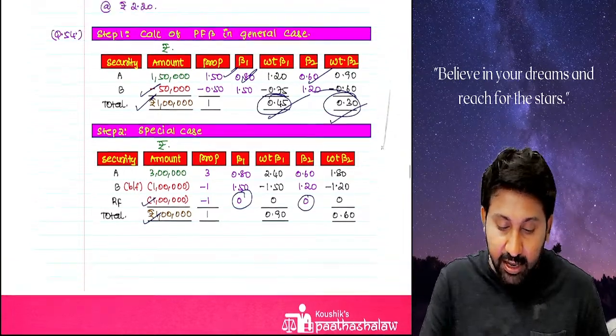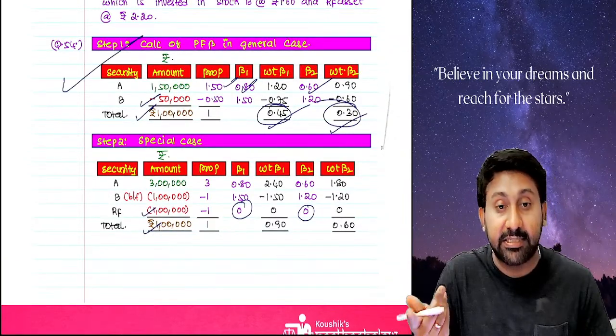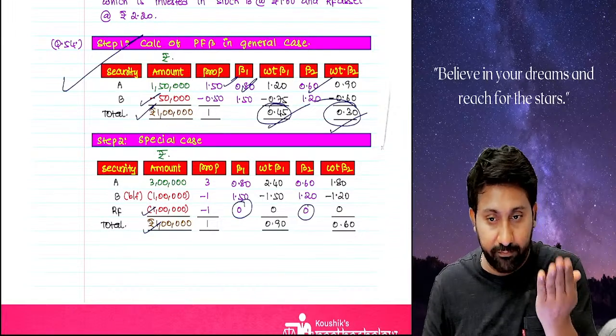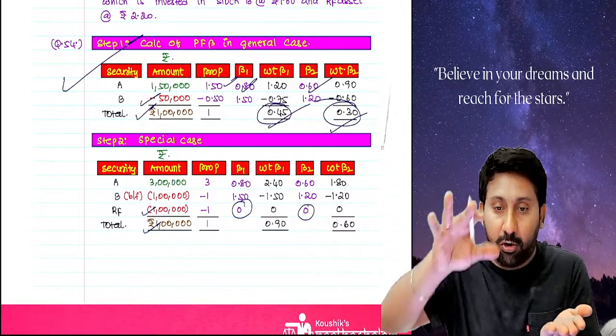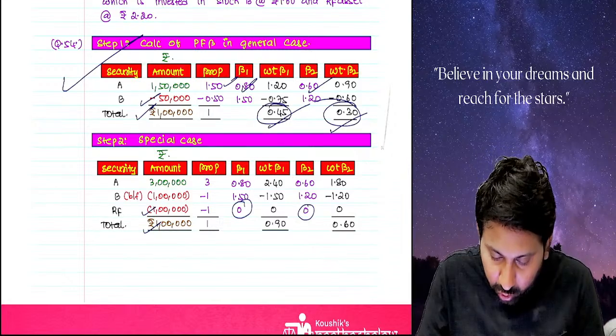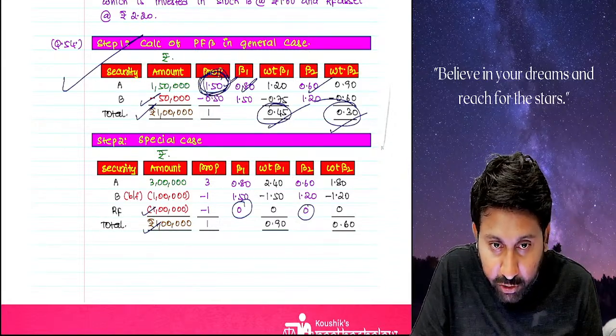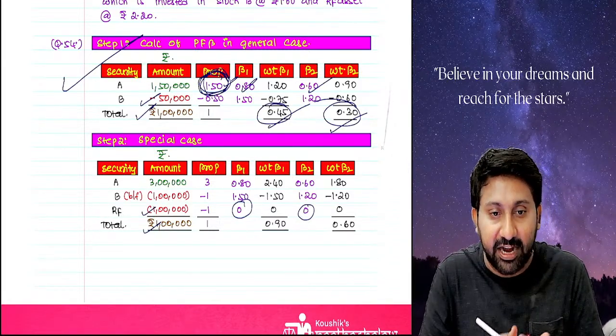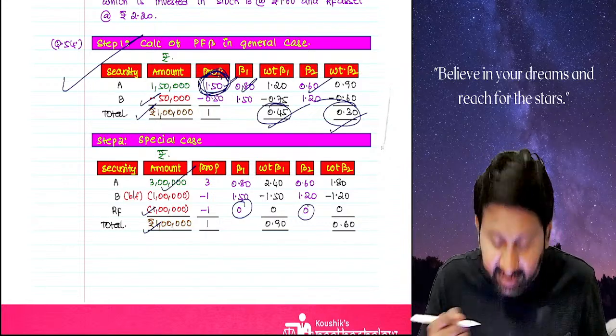What does it mean? As described in part 1, same proportion. How much do I have? 1 lakh. How much did I borrow? 1 lakh. How much is there in hand? 2 lakh. 2 lakh into 1.5, same proportion. 2 lakh into 1.5, 3 lakh. I invested 3 lakh in A.